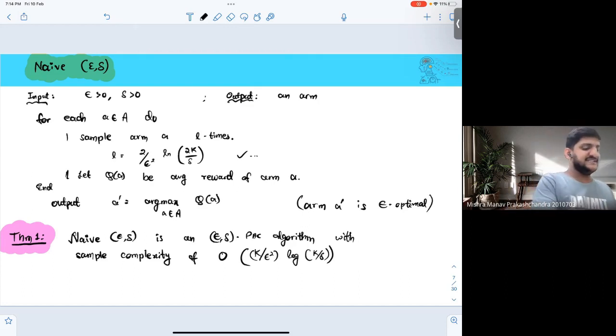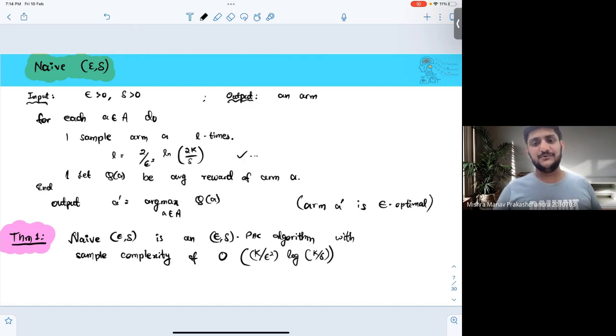Now, how we get this magical number is a proof in itself; there is another proof on why this is an epsilon delta PAC algorithm. But if you look at the proof from the lecture series, you will see that at most each arm needs to be pulled this much. And if I do that, I am within epsilon distance of my optimal arm. This is the claim. Okay. Now the question is, can we do better than this?